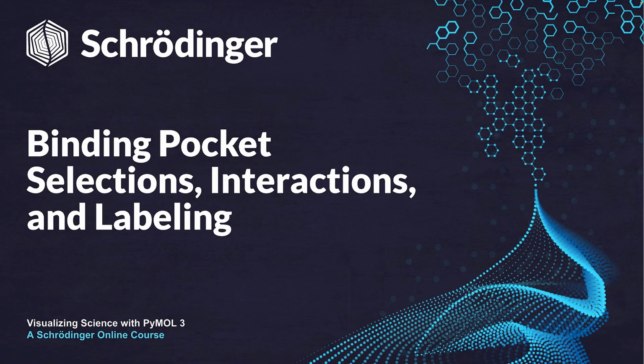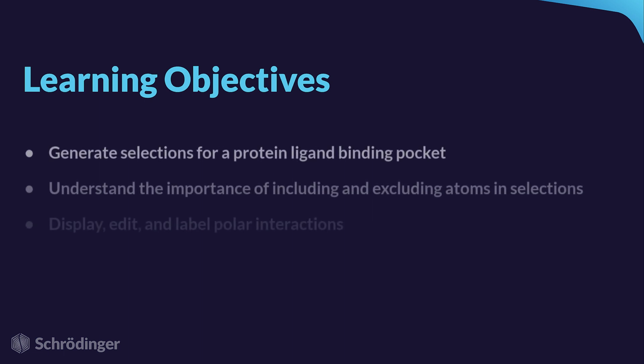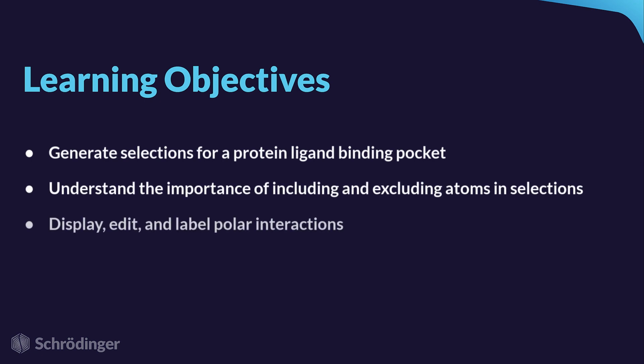Hello and welcome. In this PyMol3 tutorial, we'll be looking at how to display key binding pocket interactions without using a preset. By the end of this video, you'll be able to generate selections for a protein ligand binding pocket, understand the importance of including and excluding atoms and selections, and display, edit, and label polar interactions. Let's get started.